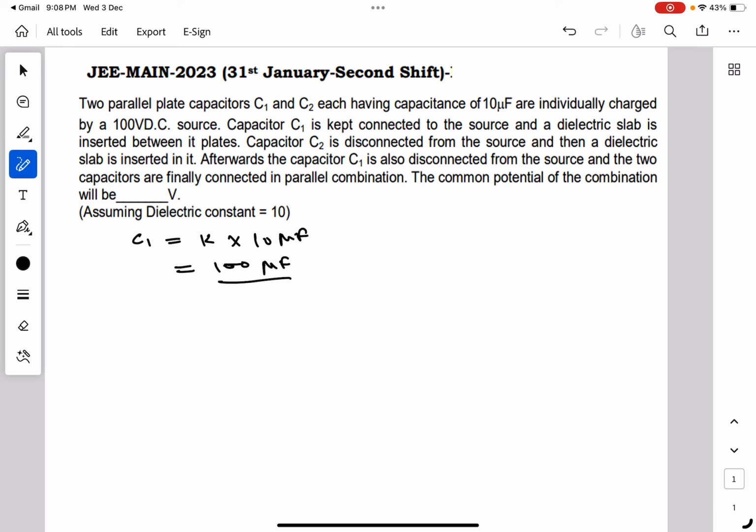Therefore, charge on the capacitor C1 would be equal to C1 into V. This is equal to 100 into 10 raised to the power minus 6 into 100 volt. So this is equal to 10 raised to the power minus 2 coulomb. This can be written as 0.01 coulomb.